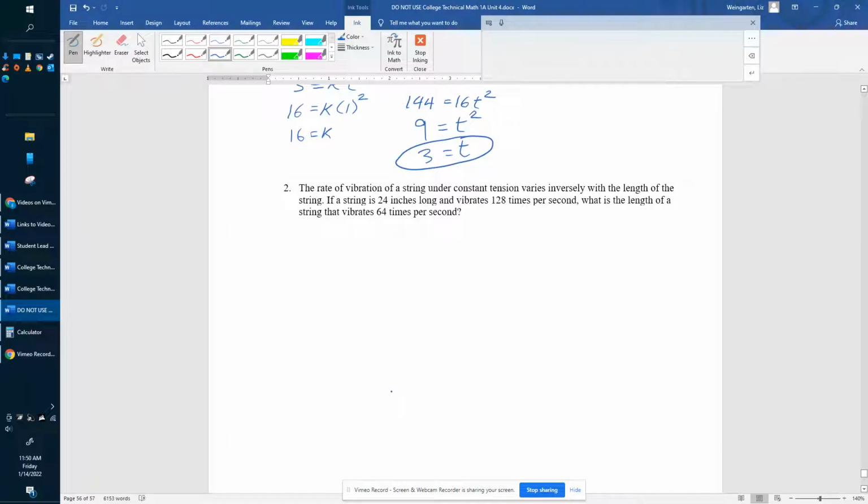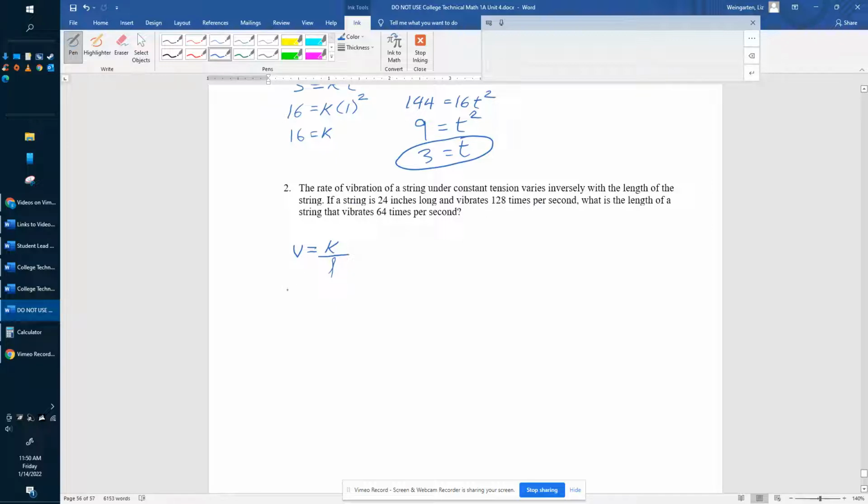The rate of vibration of a string under constant tension varies inversely with the length of the string. If a string is 24 inches long and vibrates 128 times per second, what is the length of a string that vibrates 64 times per second? Well, let's take a look at this. The rate of vibration of a string under constant tension, so I'm going to go with vibration, varies inversely with the length of the string, equals some constant over the length. So that's my little cursive L. It's not great, but I just didn't want it to look like a 1.